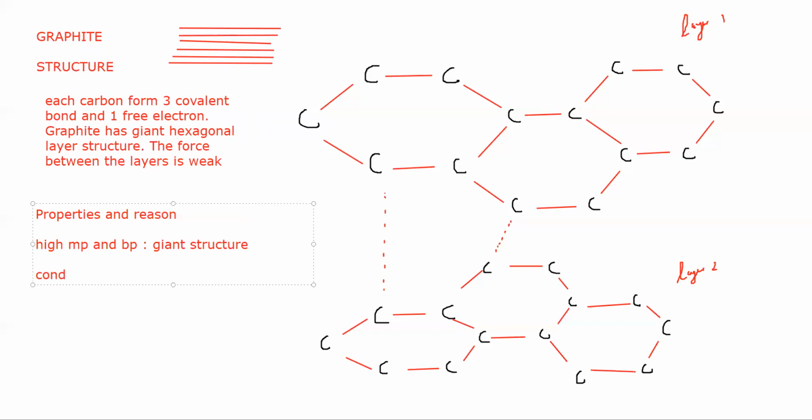Conducts electricity. Why can it conduct electricity? Because it has a free electron. There's an electron which is free within the structure, and due to this electron, it can conduct electricity. Then it is soft and slippery. Why? Because layers can slide over each other.